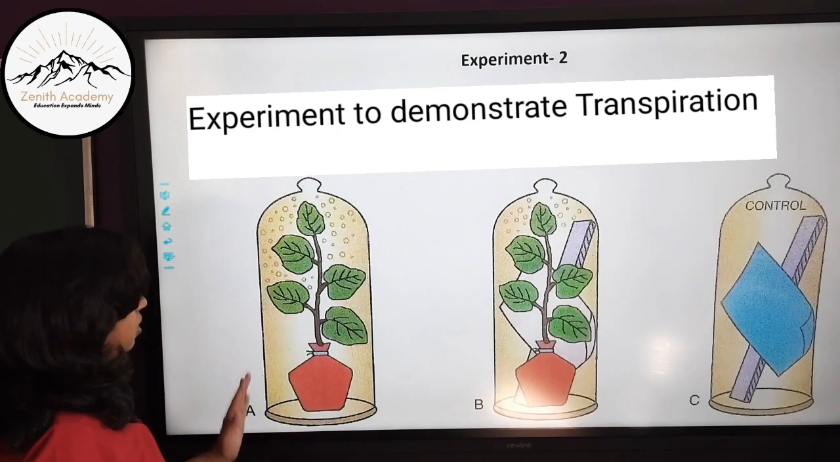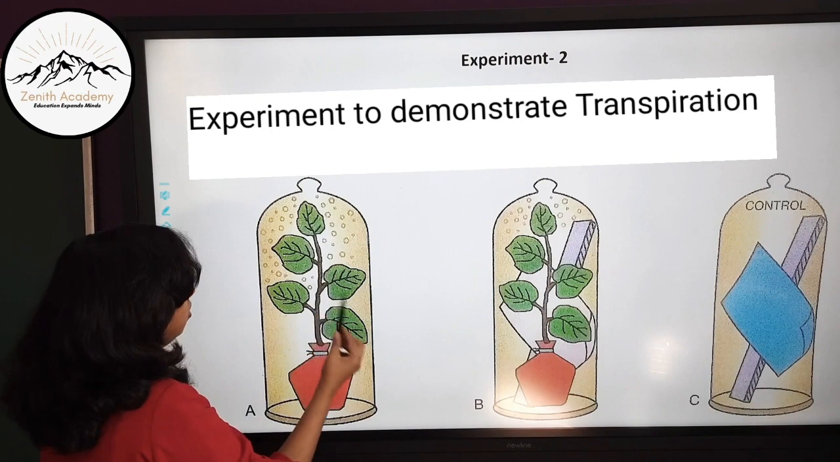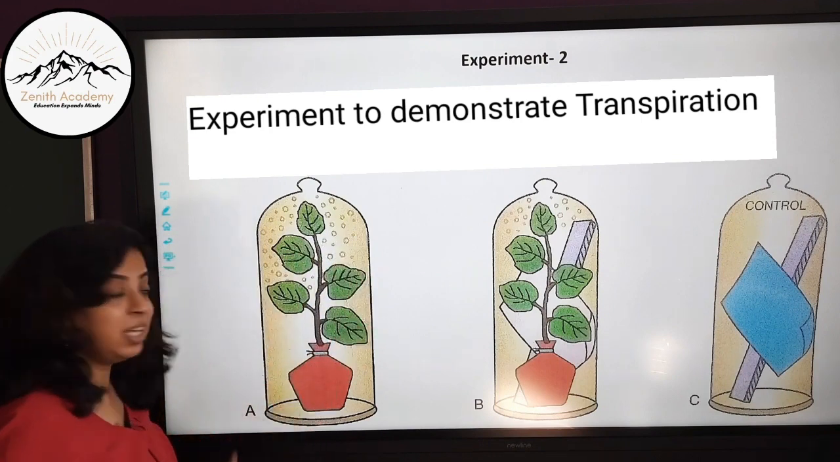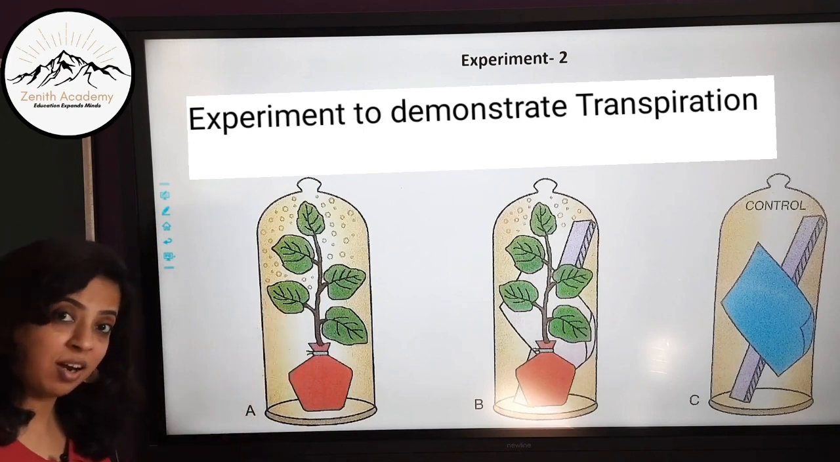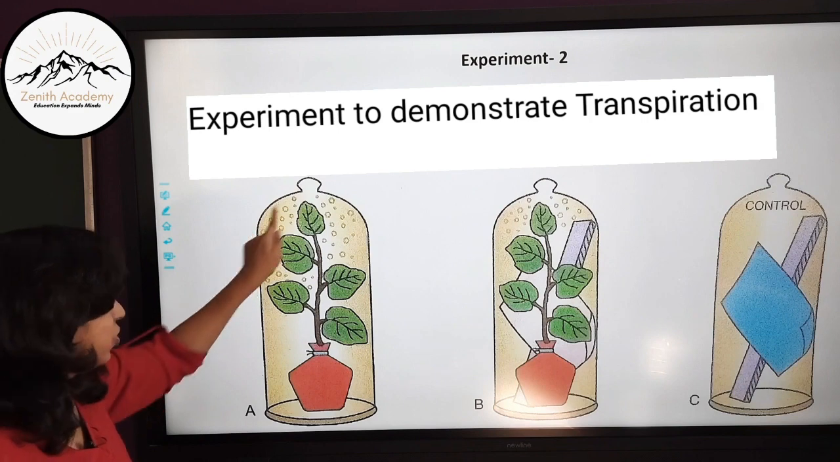So then keep this 3 arrangement in sunlight for around 2 to 4 hours. Now here you can see certain droplets of water on the bell jar. This indicates that transpiration has occurred and the water vapor which was transpired has condensed here.